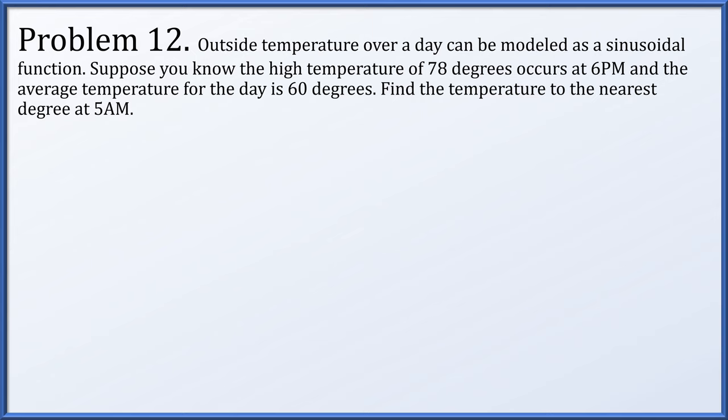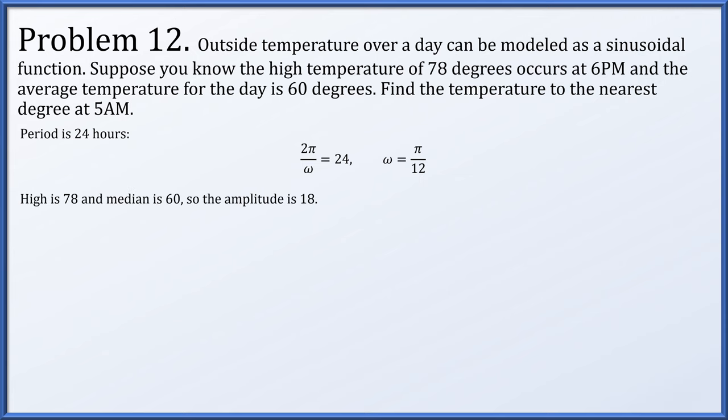Problem 12. The outside temperature over a day can be modeled as a sinusoidal function. Suppose you know the high temperature of 78 degrees occurs at 6 p.m. and the average temperature for the day is 60 degrees. Find the temperature to the nearest degree at 5 a.m. Once again, we'll presume our period is 24 hours, meaning 2 pi over omega is 24, or omega is pi over 12. The high temperature of 78 and the median temperature of 60 were given. The amplitude is therefore the distance between them, which is 18.